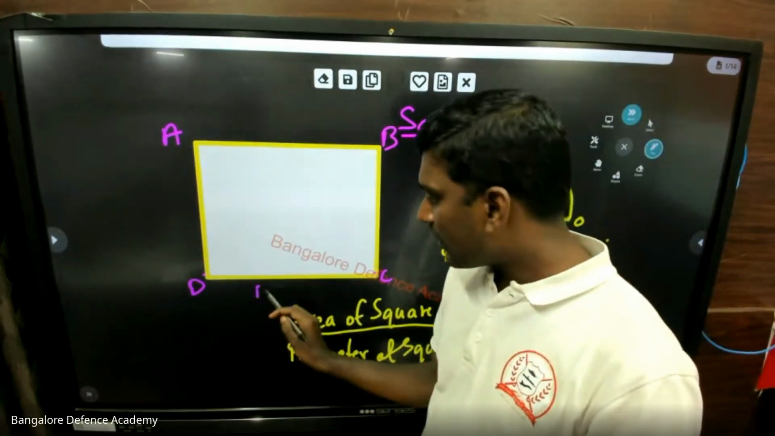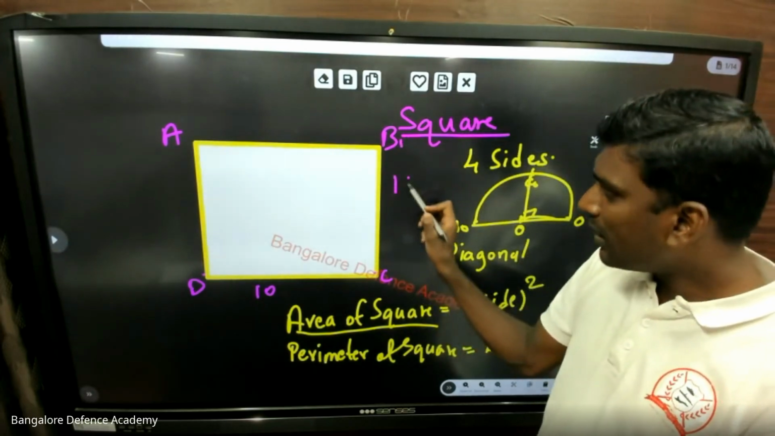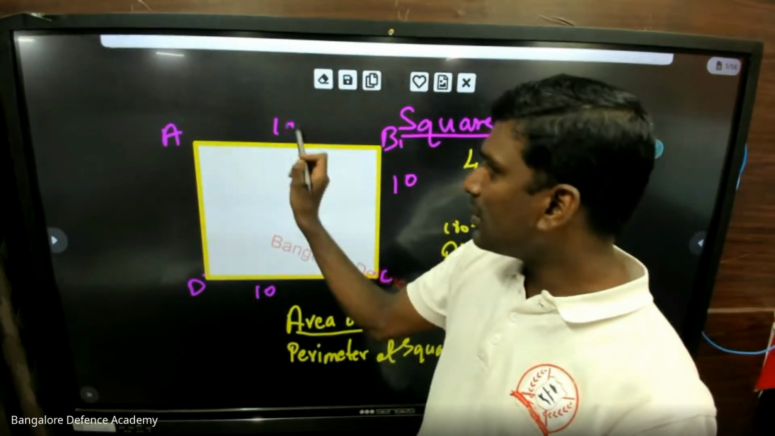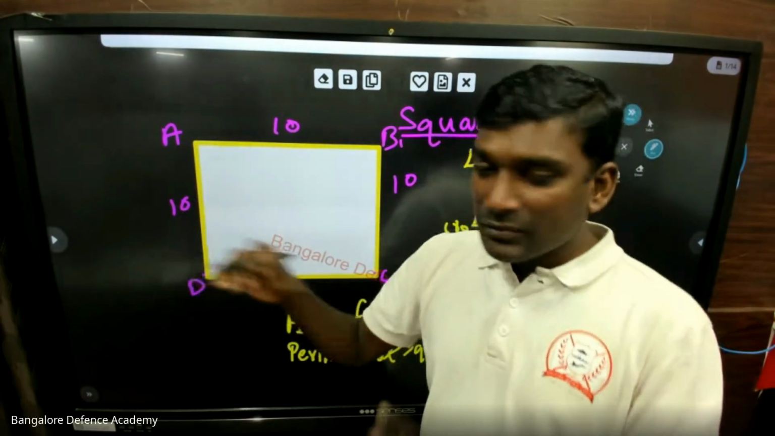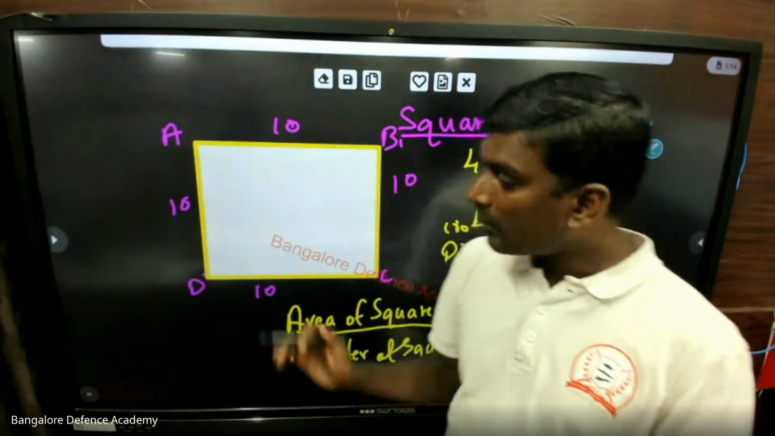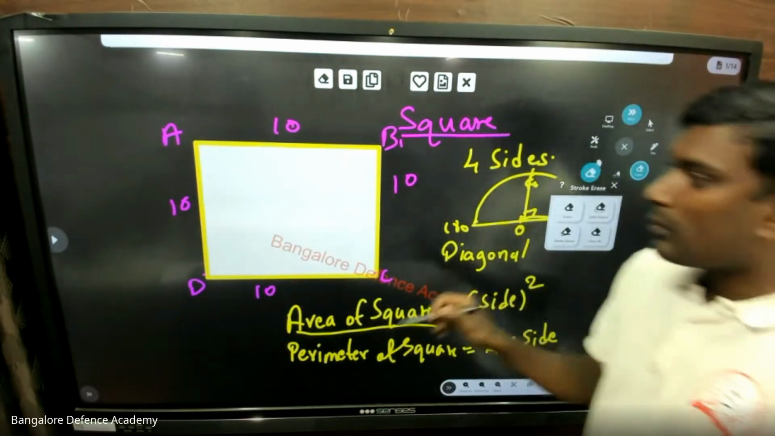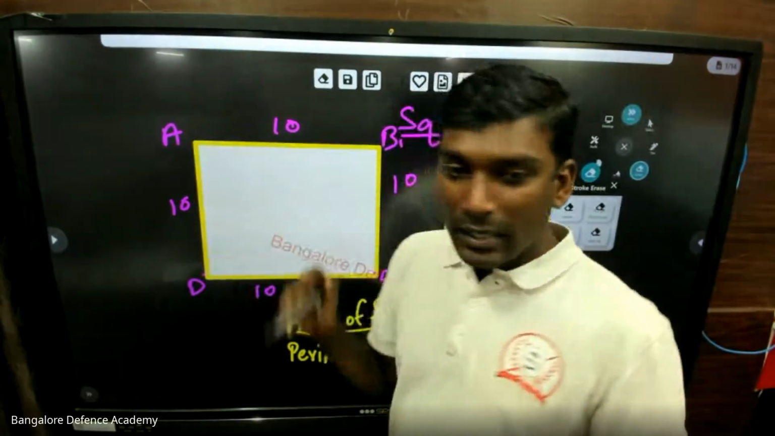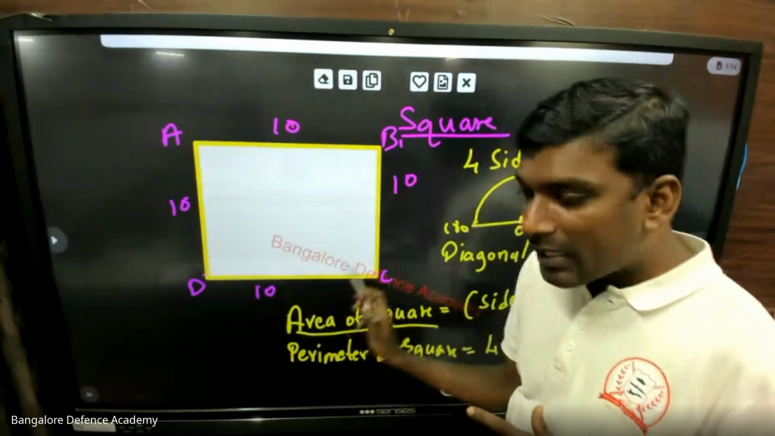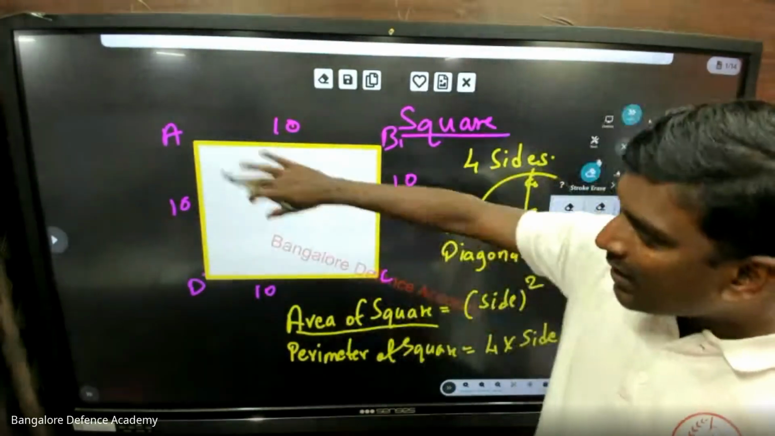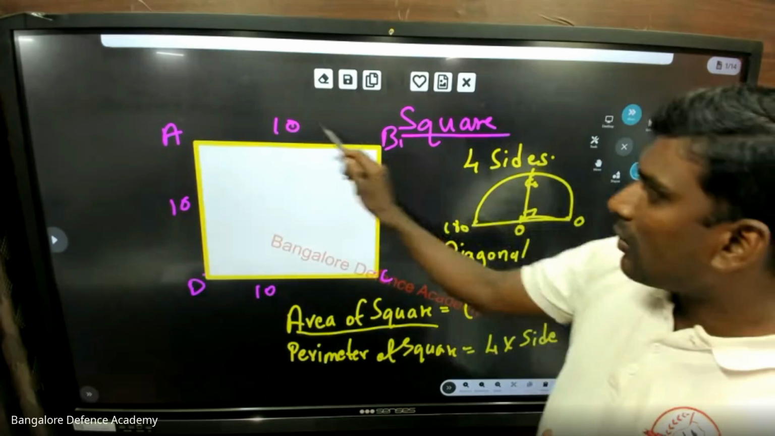Now imagine if I tell you this side is 10. So what is side BC? Side BC will also be 10. What is side AB? 10. What is side AD? 10. If I give one side as 5, that means all sides are 5. So what is the second property you understood? All angles are 90 degree, all corners are 90 degree, and all sides are equal. So what is area? This white color area is called the area of the square.